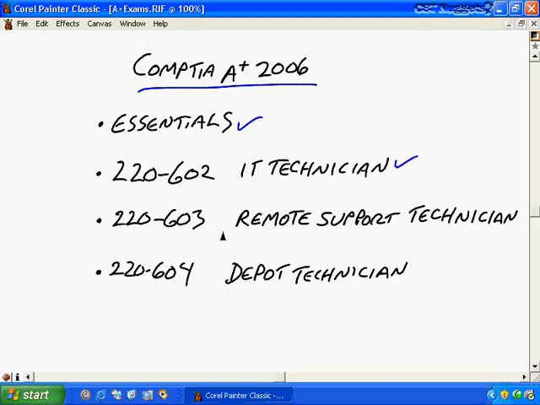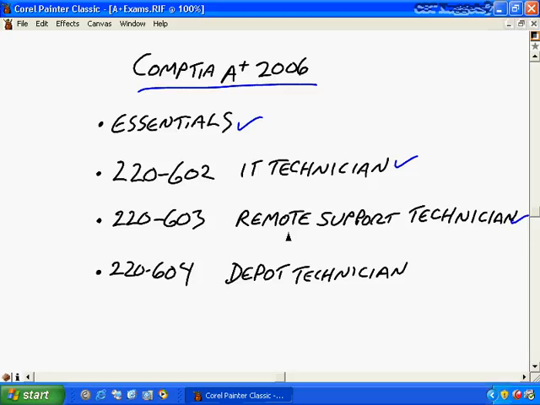And then we have this other one as well, the 220-603. This is the remote support technician. This is more likely going to be somebody where you'll still have some high level of client interaction, but much of what you do might be over the phone because you'll be remote, hence the name here, remote support technician. You might also have to do some kind of training over the phone to educate users as to what they're doing and how to properly do certain kinds of procedures.